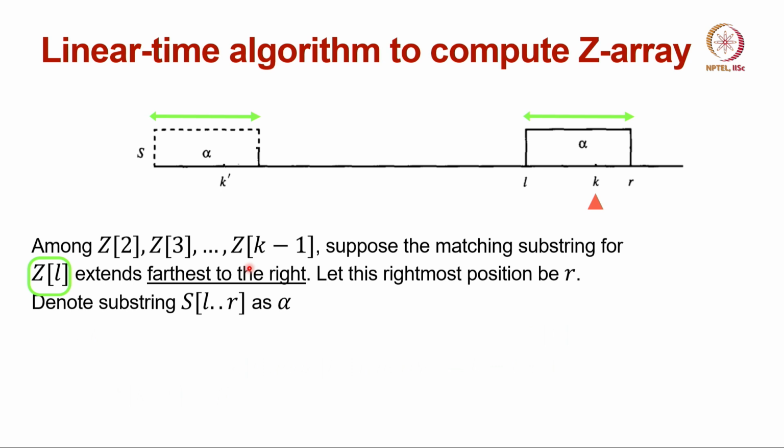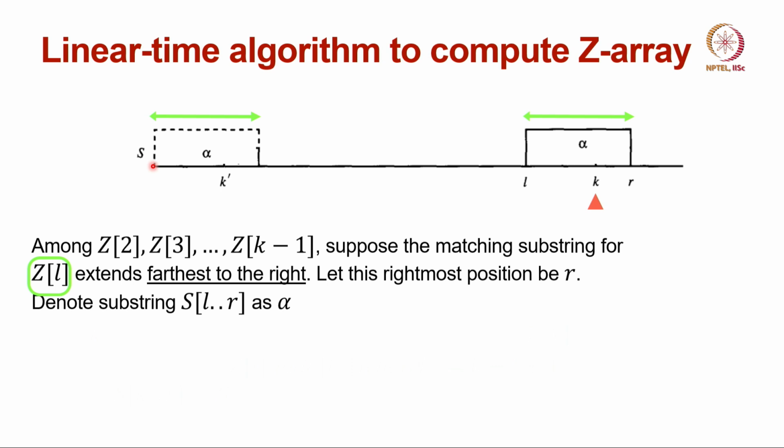Among these substrings, suppose ZL substring is the one that extends farthest to the right. So, suppose ZL is a substring that extends farthest to the right and matches the prefix of S. Because observe that all these values of Z, I can denote them as a block. So, this value here may be a block of this size, this value here may be a substring of this length, ZL in this case is a substring of this length that matches the prefix, and so on. Among all of them, let us look at the box that extends farthest to the right.